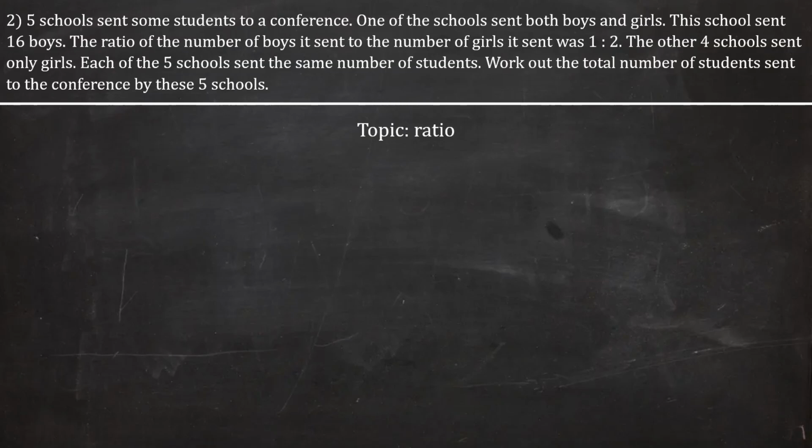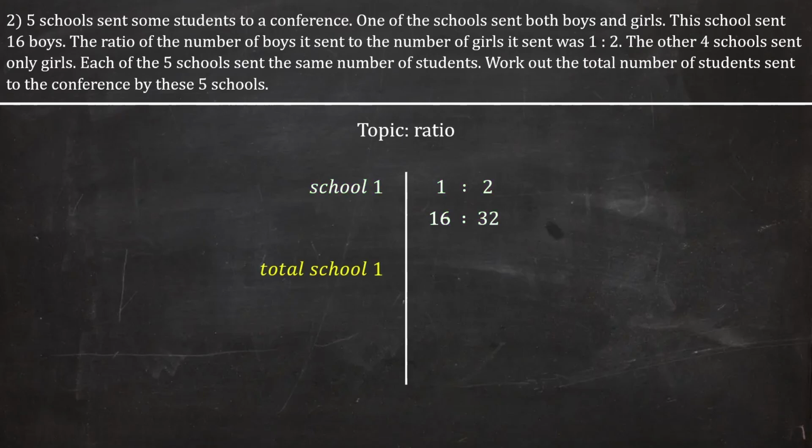Question 2, we have a ratios question. So first we need to find out the numbers for school 1. So the ratio of boys to girls in school 1 is 1 to 2, and we have 16 boys. Pretty basic question here. It's going to be double the amount of girls, so there's 32 girls in school 1. So the total number of students for school 1 is going to be 16 plus 32, which is 48.